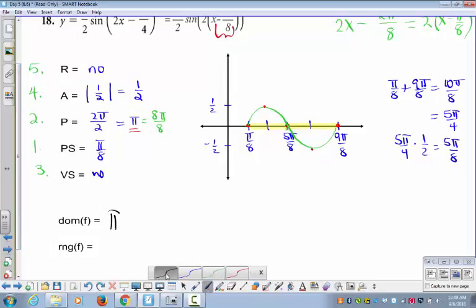Domain, all reals; range, minus half to plus half. Including the endpoint, so we put brackets. Brackets to include. Any questions on any step?